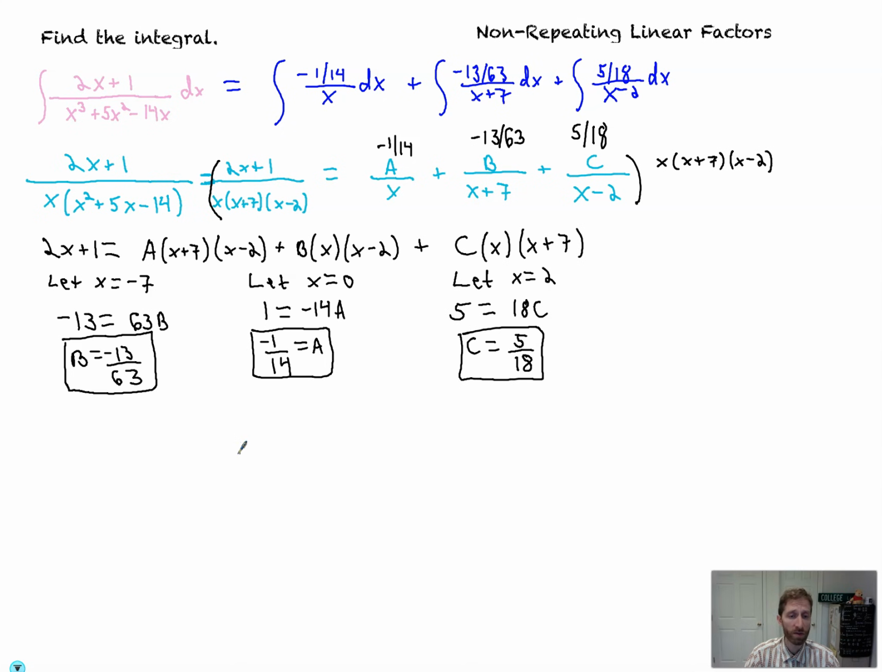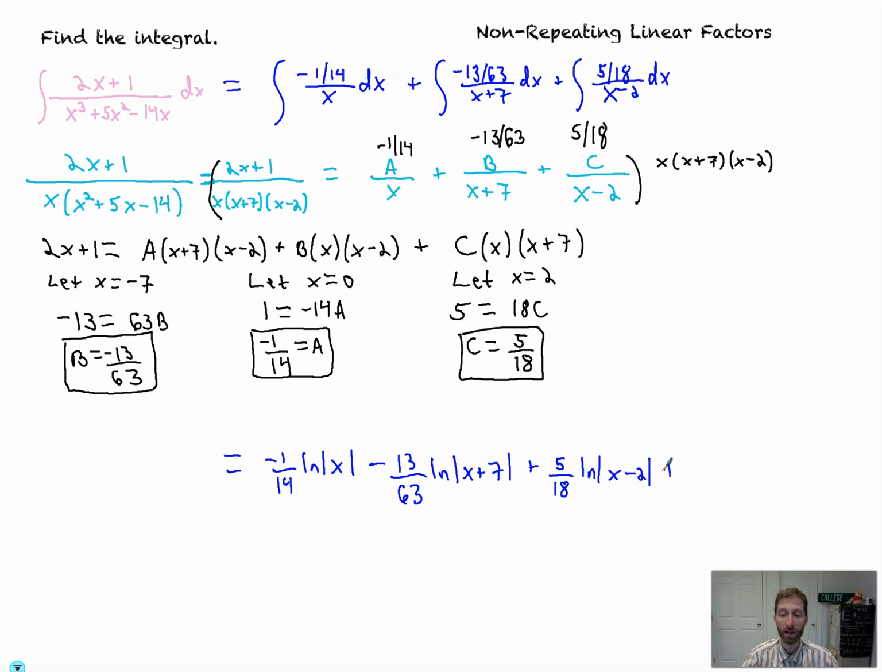You're integrating those. So when you integrate this, it's negative 1/14. The integral of 1 over x is just ln of the absolute value of x. And we are not simplifying these natural logs. Heck no. This is just minus 13/63. That coefficient's hanging out. ln of x plus 7. That's easy. And if you need a review of your natural log integrals, go back again to chapter 5. Plus 5/18 ln of x minus 2 plus c.